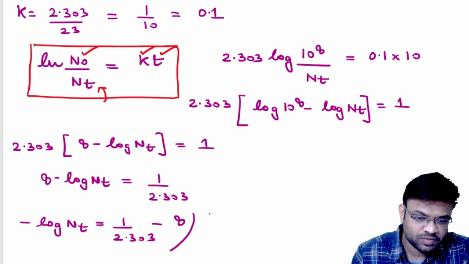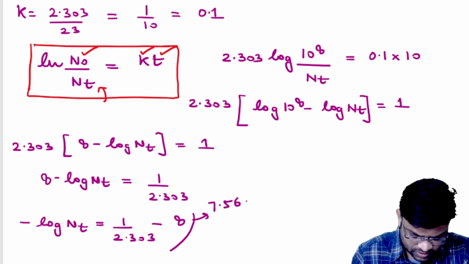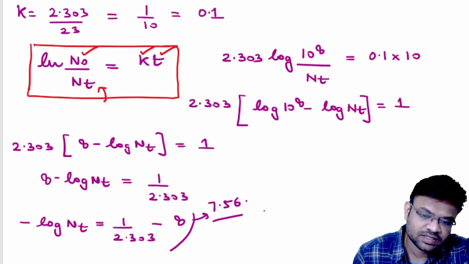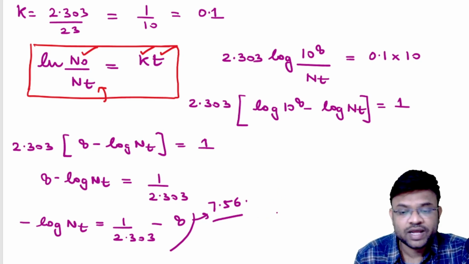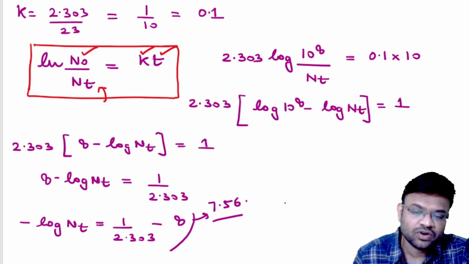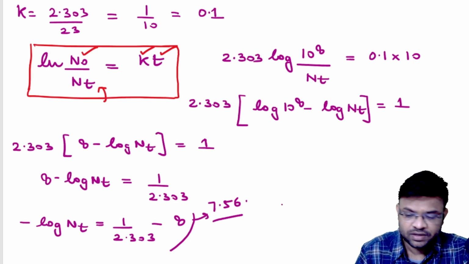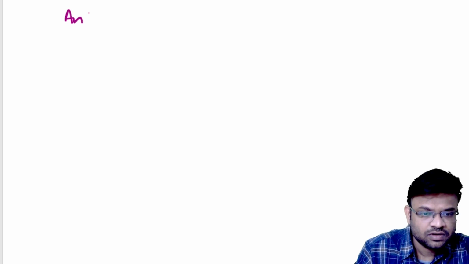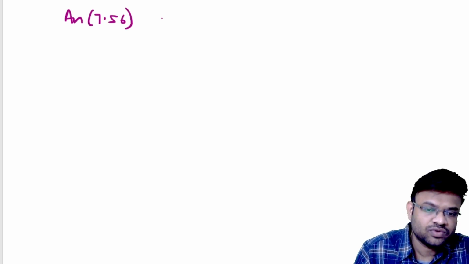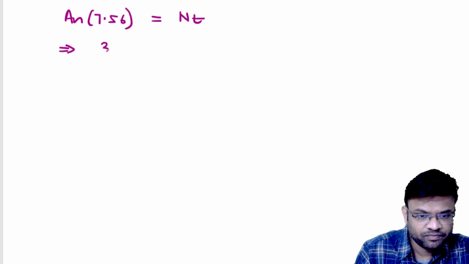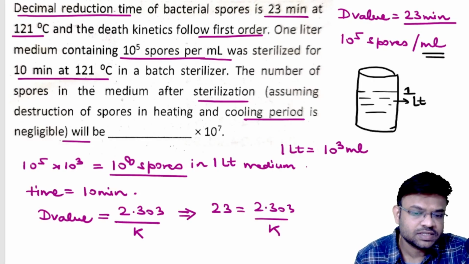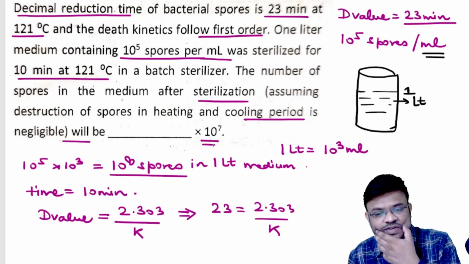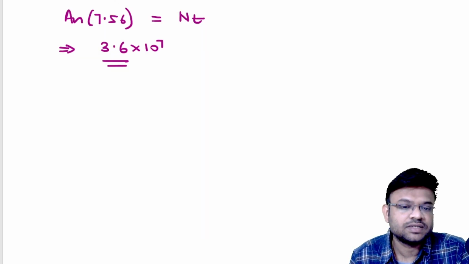If you solve this, it would be coming out to be 7.56, and anti-log of 7.56, since you have to calculate Nt, then you will have to take the anti-log of 7.56. So I'm just writing down over here. Just let me take one additional page. So anti-log of 7.56, if you take it out, then you would be getting the value for Nt, and this would be coming out to be 3.6 into 10 to the power 7. So roughly, since the question says that you have to find out with respect to 10 to the power 7, so roughly you would be getting the answer as 3.6.